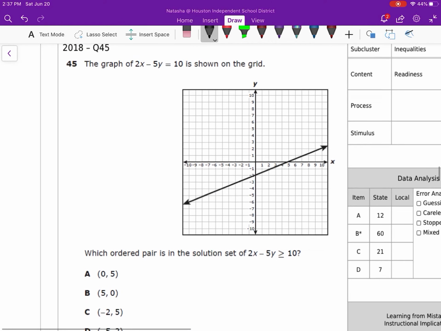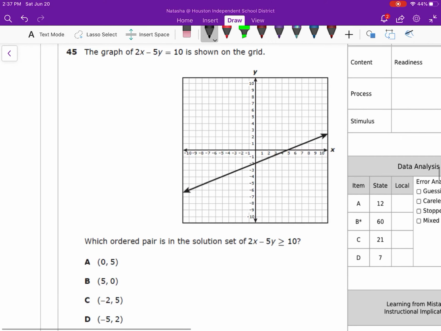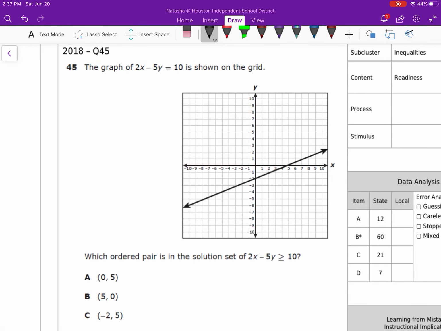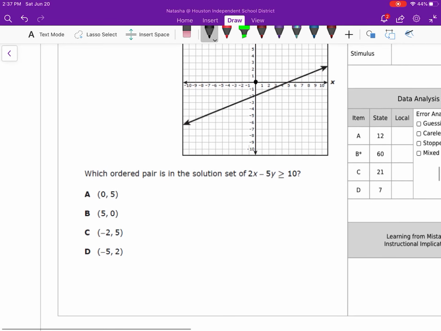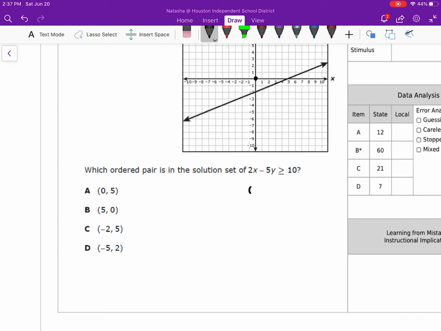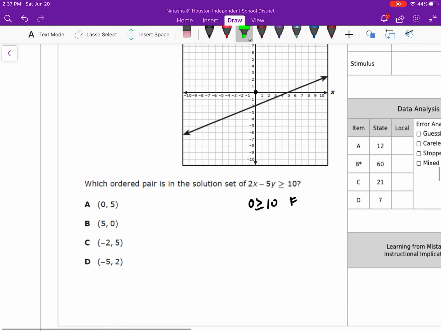All right, we want to know which one's a solution of this graph shown on us. Now, again, I'm going to determine whether or not to be shaded above or below. So I'm going to pick the coordinate point 0, 0. So if I plug in, 0 is greater than or equal to 10. No, it's not. So that means I'm going to shade below.